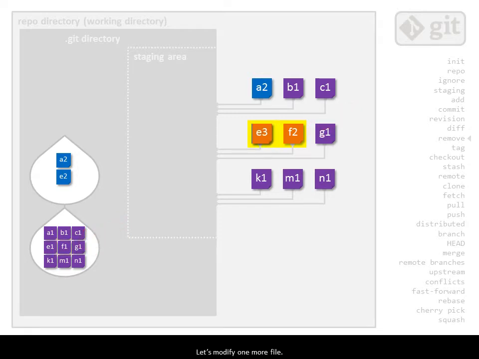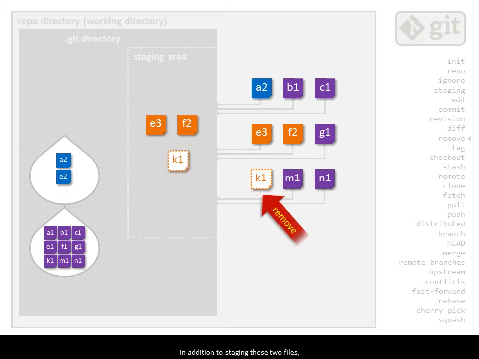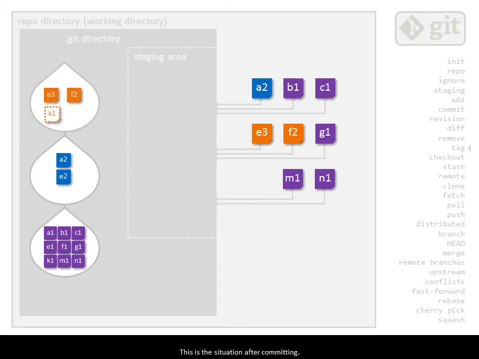Let's modify one more file. Let's delete this file as well. In addition to staging these two files, we should also ask Git not to track this file anymore. This is the situation after committing. For ease of reference, we can tag a commit with a meaningful label.